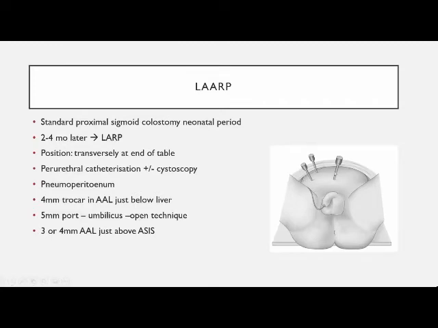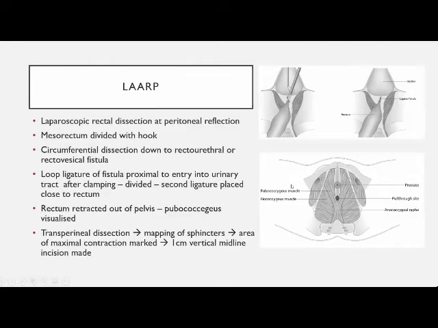A 4 mm trocar in the anterior axillary line just below the liver is the first port placed. A 5 mm port is placed at the umbilicus by open technique, and another working port, 3 or 4 mm, in the anterior axillary line just above the anterior superior iliac spine to provide good triangulation. Laparoscopic rectal dissection is done at the peritoneal reflection, and the mesorectum is divided with a hook. Circumferential dissection is carried out down to the rectourethral or rectovesical fistula, and loop ligature of the fistula has been described proximal to the entry into the urinary tract, after clamping, dividing, and then a second ligature also is placed.